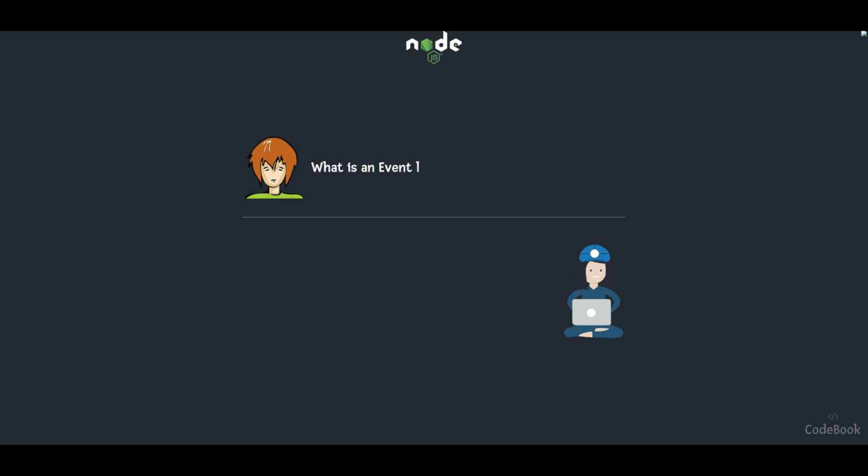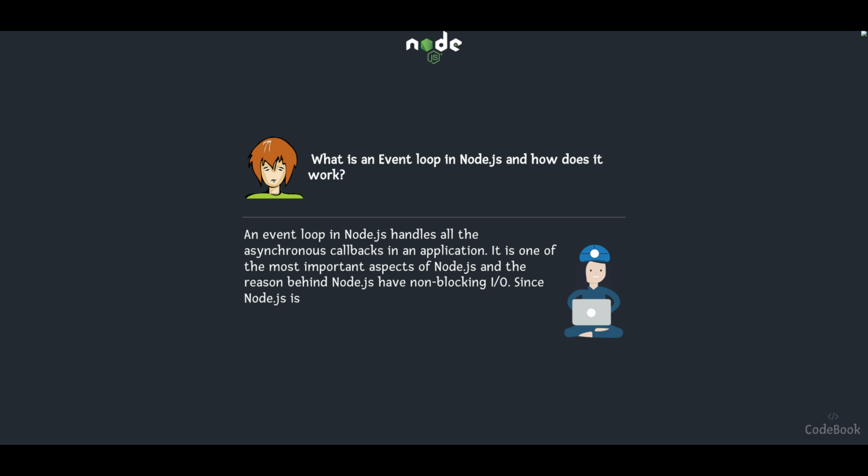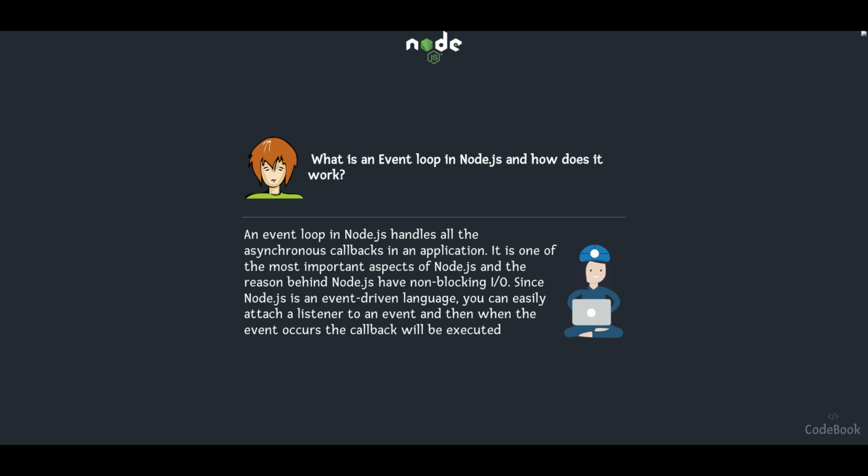What is an event loop in Node.js and how does it work? An event loop in Node.js handles all the asynchronous callbacks in an application. It is one of the most important aspects of Node.js and the reason behind Node.js having non-blocking I/O. Since Node.js is an event-driven language, you can easily attach a listener to an event, and then when the event occurs, the callback will be executed by the specific listener.